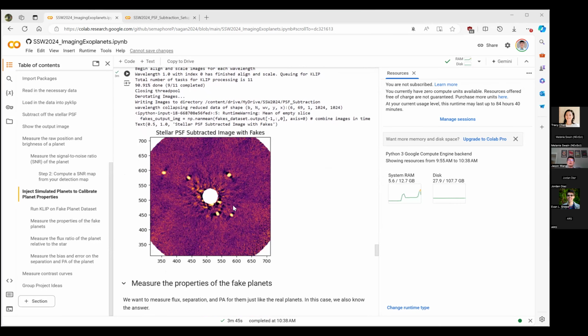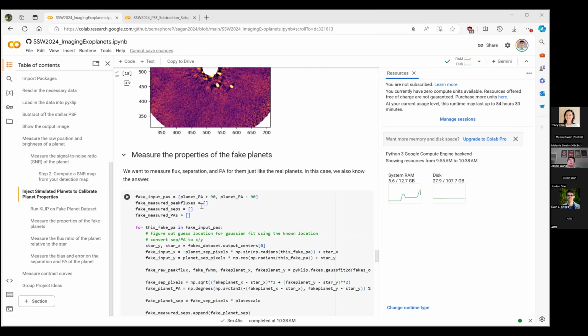So like I said, in addition to the 4 real planets now, we also have 2 fake planets. It's hard to tell the difference between real and fake planets. That means we've done a good job. So this one and this one are the fake planets. So there's 6 planets in the data now, 4 are real, 2 simulated planets.